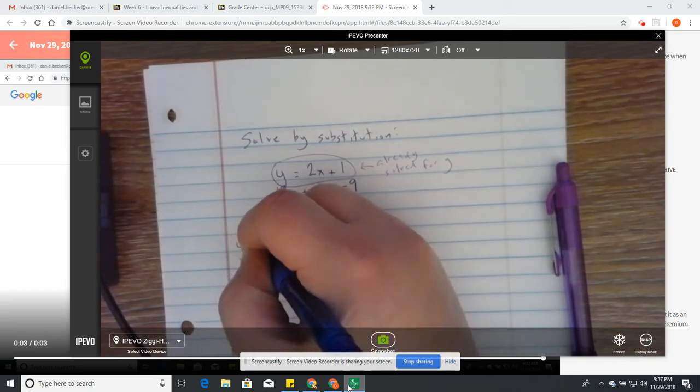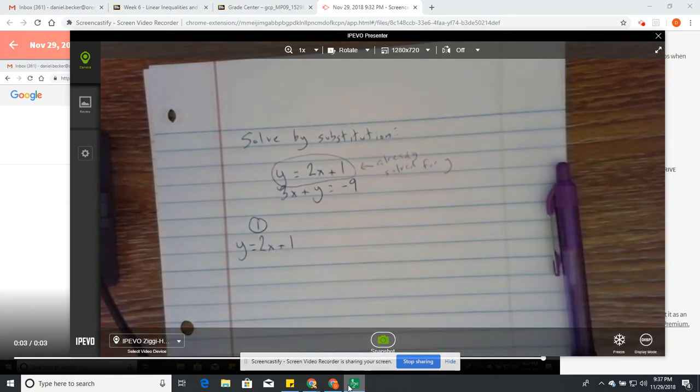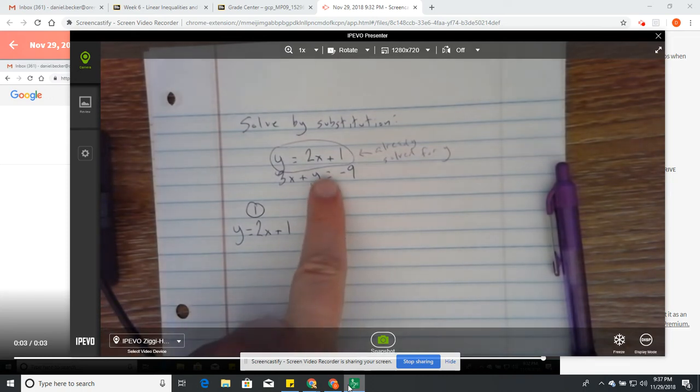And so we have y equals 2x plus 1. Done, because there's nothing else to do. It's already solved for y. All right, step two says we're going to take the other equation and, now that we know y equals 2x plus 1, we're going to take this y and replace it with the 2x plus 1.